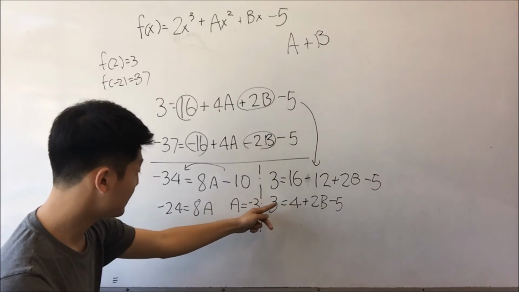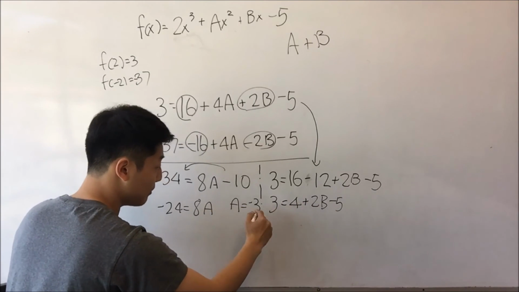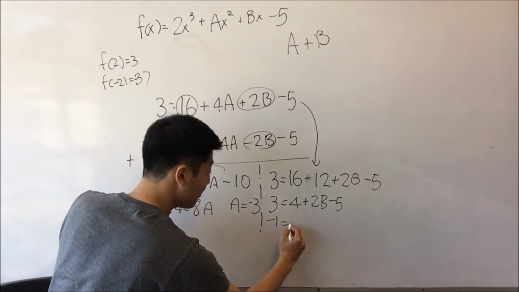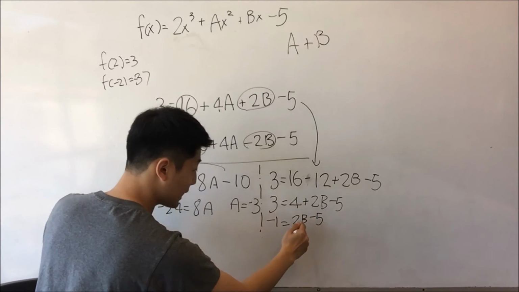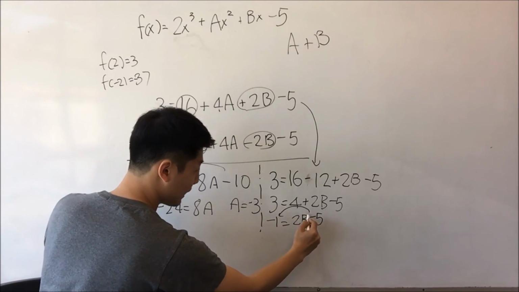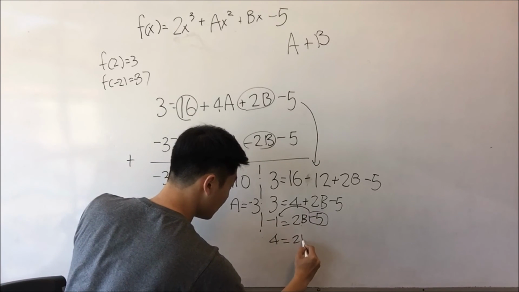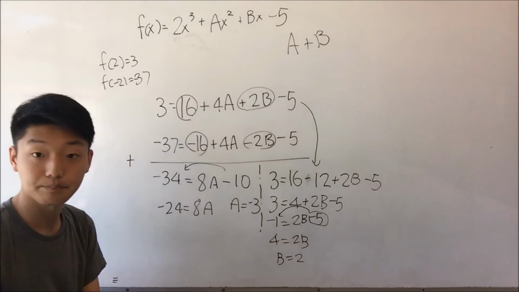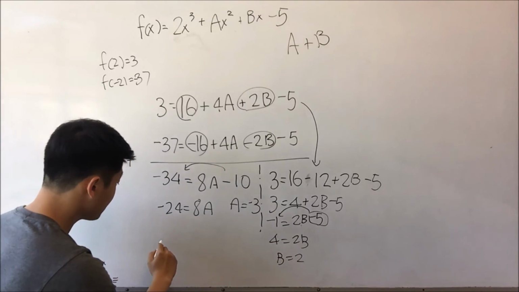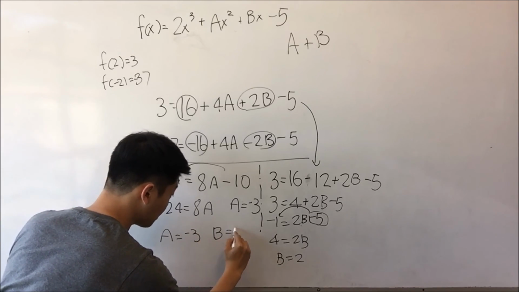I'll move 4 to the left side and negative 5 to the left side. I will do it step by step. Negative 1 equals 2b minus 5, and I'm moving negative 5 again to this side, which will become 4 equals 2b. b is equal to 2 because 2 times 2 is 4. Thus, the final answer is a is negative 3 and b is equal to 2.